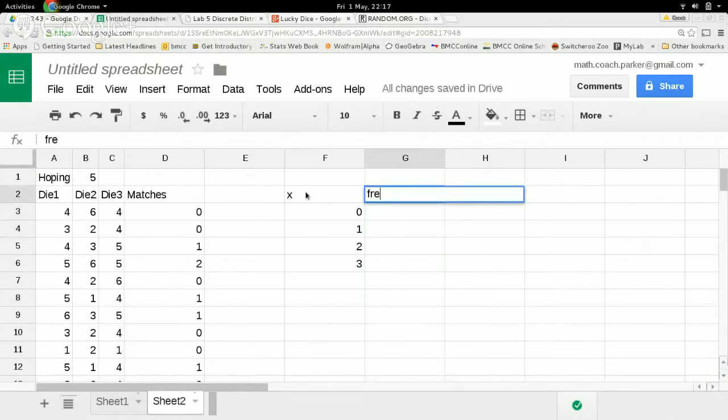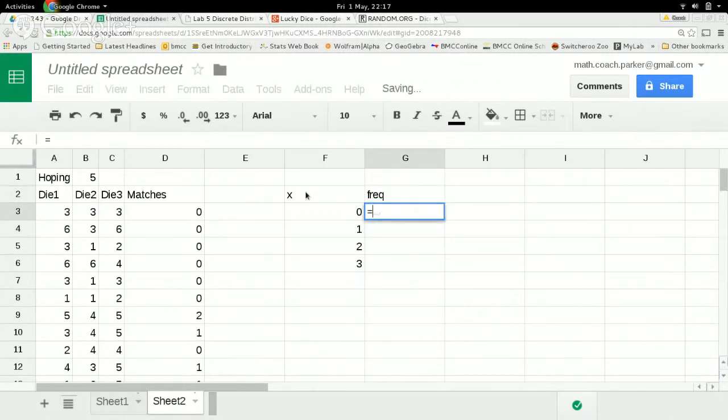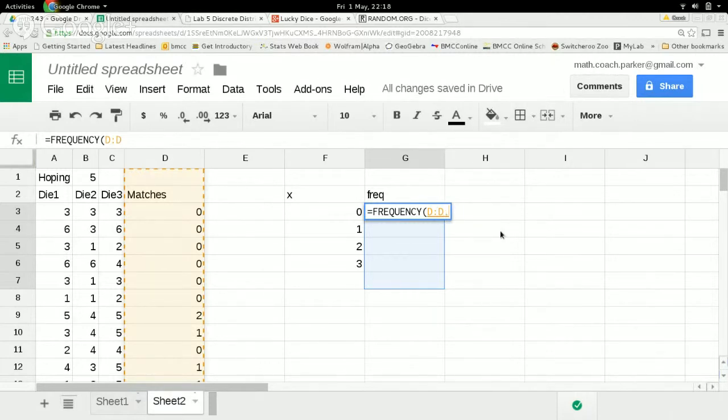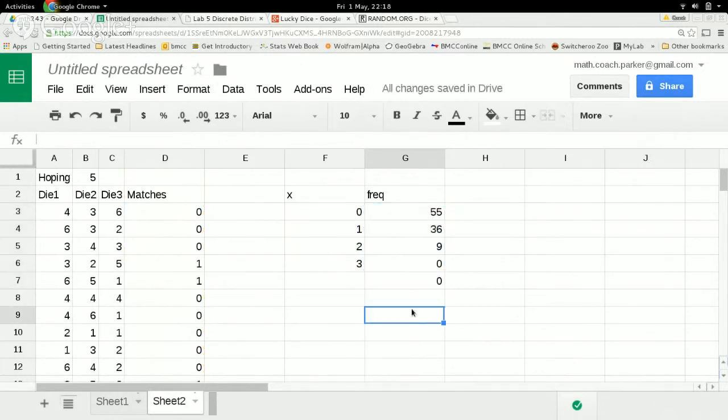And what I want to do is find the frequency of these x values. To do that, I use the frequency command. Before I use the frequency command, we need to highlight the cells. Always one cell more than the data equals frequency. I want to find frequency of the numbers in this column. We'll ignore the word matches, empty space. And I want to use these as my bins here. Close parentheses, and it will do my counting for me. And when I do my sum, I should find that this adds up to 100 trials, 3 dice at a time.